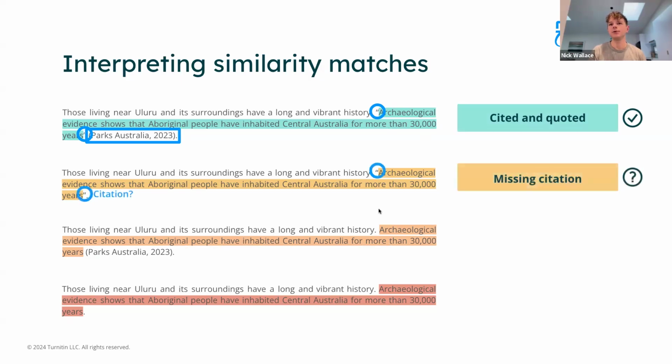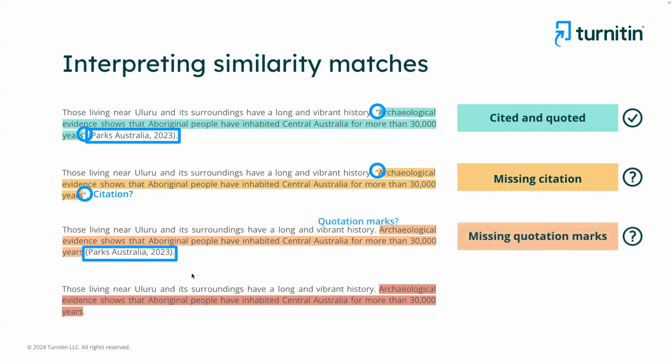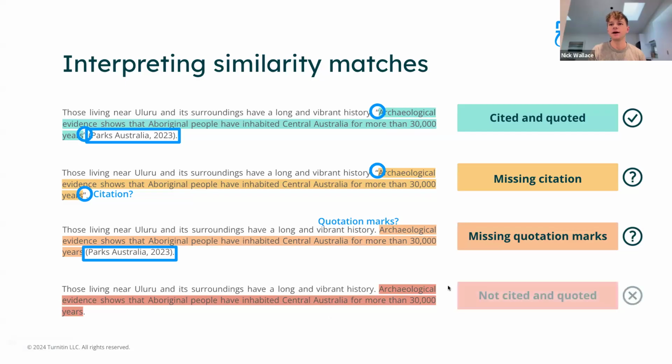Now, in this next example, we can see we have the quotation marks, but the student has not provided the citation. So citations are typically required so that the reader of the work can understand where that information has come from. This next example here, we can see similarity matching and a citation, but there are no quotation marks. Finally, we have this one here at the bottom, where the student has not provided a quotation mark or any citation there.